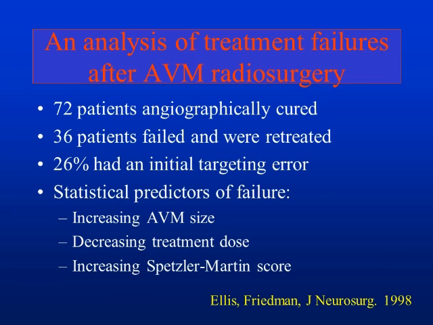The answer to this is to get better and better imaging and more experience. And I think with that, probably also with the increased doses that we're using these days, the cure rate can be pushed up. The statistical predictors of failure were increasing AVM size. Of course, as the AVM size goes up, I've already told you we decrease the dose, so they're not independent factors. And of course, the Spetzler-Martin score goes up as the AVM size goes up as well. So these are all interrelated factors.